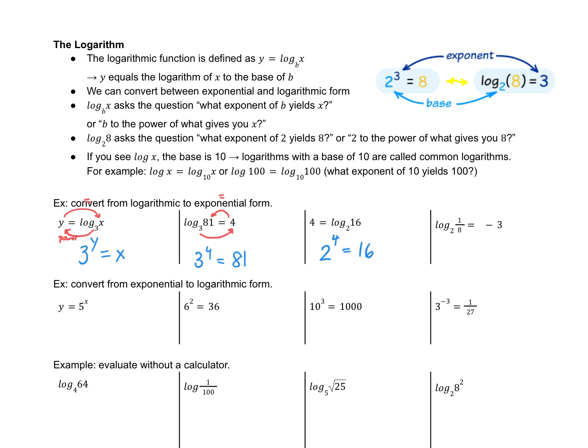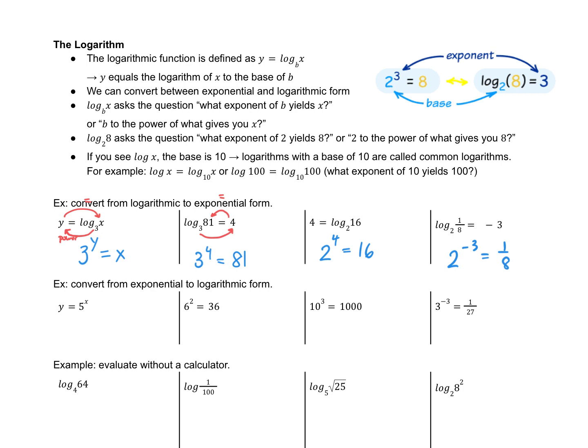Next one, log of 1 over 8 with a base of 2 equals negative 3. Well, that's 2 to the power of negative 3 equals 1 over 8. The base of the log is the base of the exponential. The answer to your log is the exponent. And then you have the answer to the actual exponential expression, which is the 1 over 8.